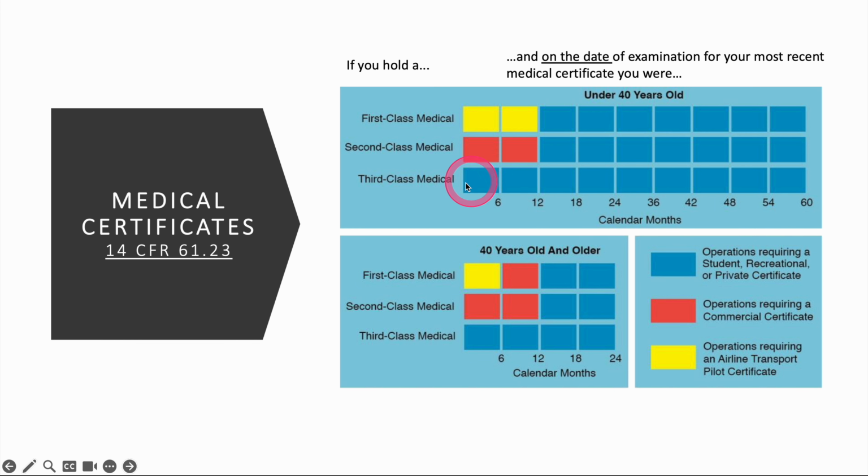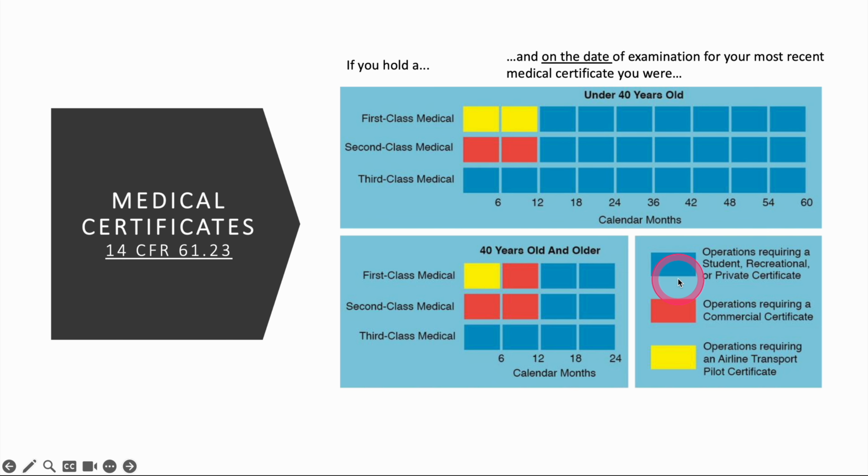So third class privileges, if you're under 40 years old, are good for 60 calendar months. And most things in FAA language are written as calendar months. So that means if you got your third class medical today, 18th of June, it's going to be good for 60 calendar months. So June 2029, the last day of the month.